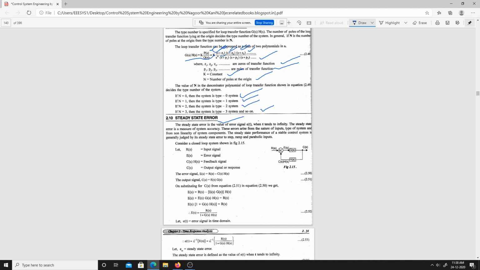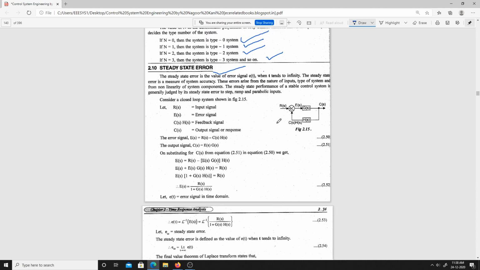For example, now what I'm doing here, I'm just considering one closed loop system. Here on the screen it is clearly visible to all. So here I have taken one closed loop transfer function, one closed loop system. This is the closed loop system we have over here on the screen, right?